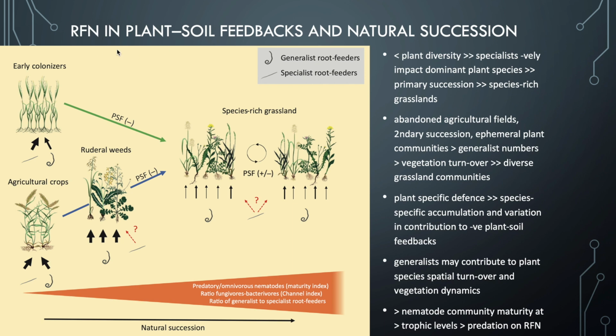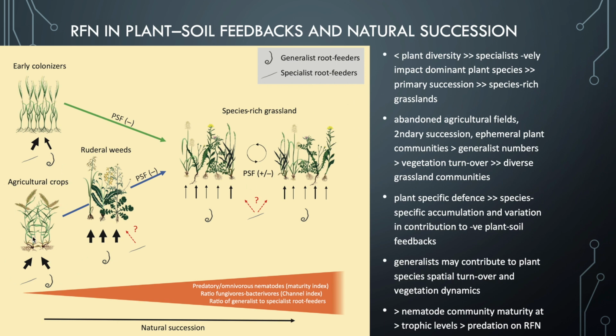So let's look at the role of root-feeding nematodes in plant-soil feedbacks and its relationship to natural succession. Basically, at reduced plant diversity, where we have early colonizers or agricultural crops, specialist root feeders negatively impact dominant plant species. And since oftentimes there's only one dominant plant species in these ecosystems, these specialist root feeders have a significant impact on these plants, and this leads to primary succession and eventually to species-rich grasslands, as shown here.